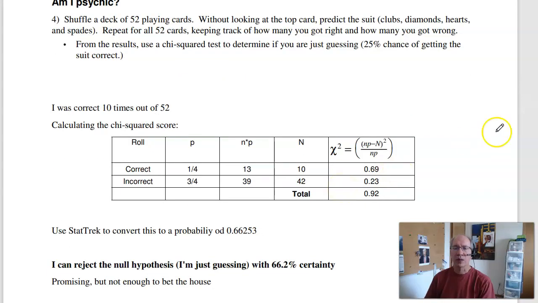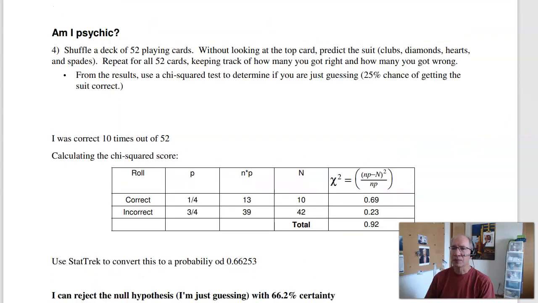Problem 4. Checking to see if I'm psychic. Here what I did is I took a deck of playing cards, shuffled them, then predicted what the first card is. Hearts, diamonds, clubs, or spade. Flip it over, see if I'm right. Take the next card, guess hearts, diamonds, clubs, or spade. Flip it over, see if I'm right. Count how many times I'm right, how many times I'm wrong.